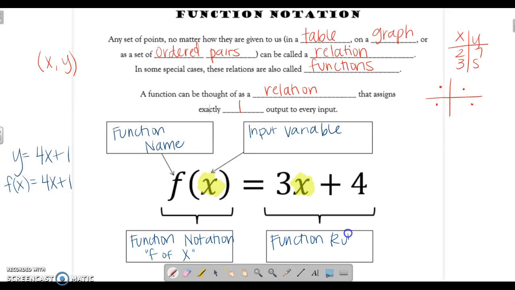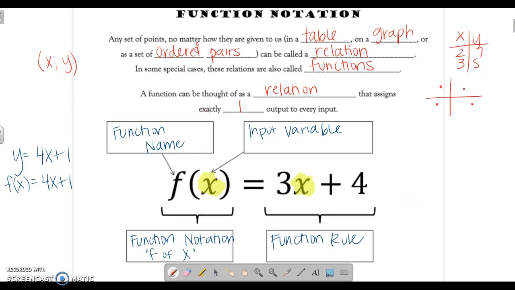So this is really what tells us what to do to that variable in order to get an output. So for instance, the function rule here is telling us take x, multiply it by 3. So take your input, multiply it by 3, and then add 4. So here's how this actually helps us.